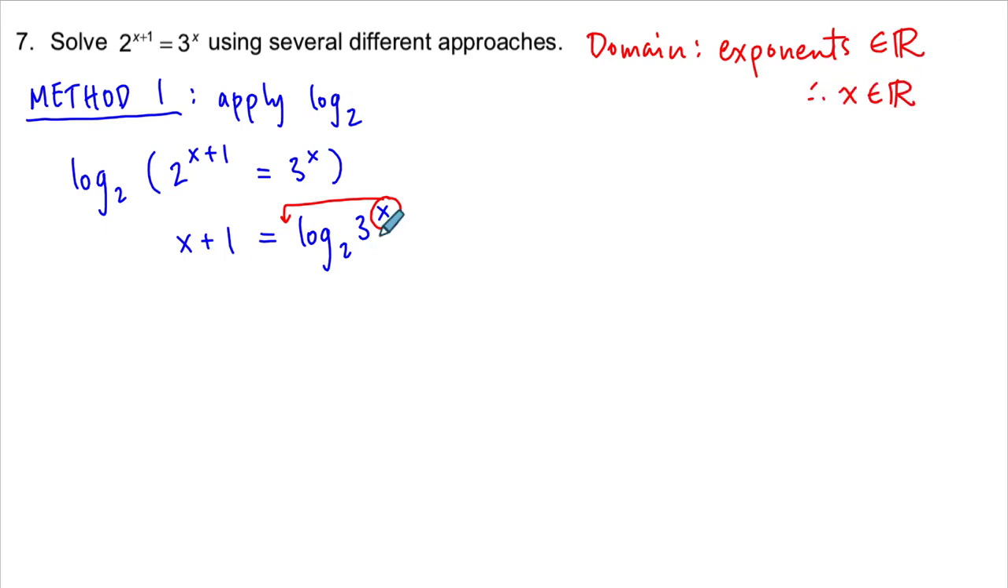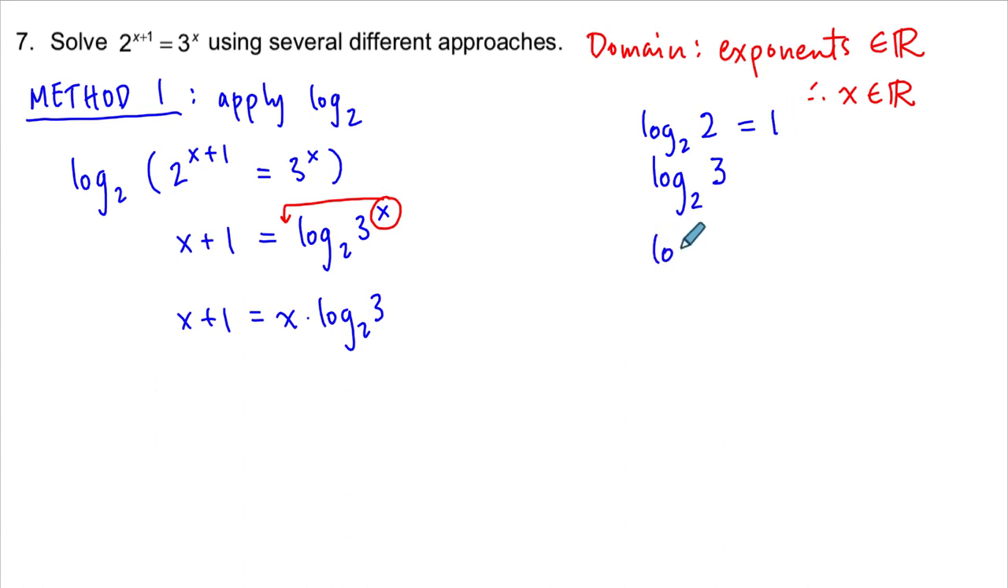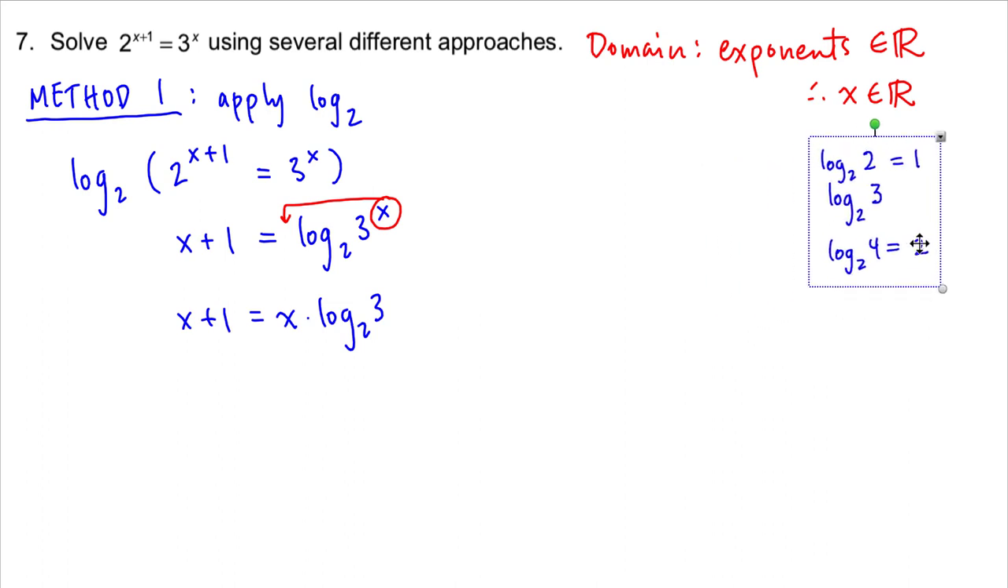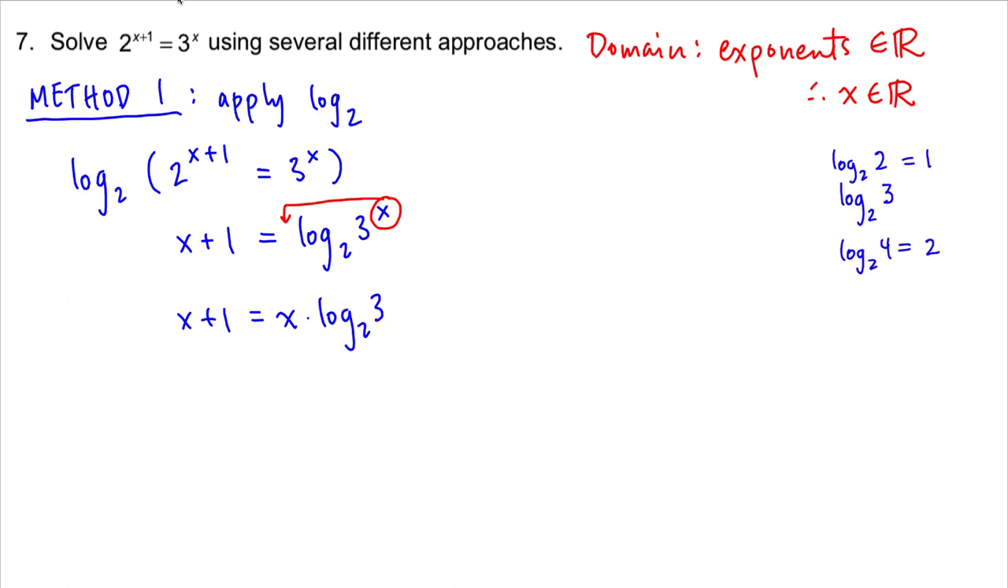And so let's just continue solving, and we end up getting that x plus 1 is equal to x times log base 2 of 3. Now log base 2 of 3 means the exponent that we put on base 2 to get the power 3. We know that the exponent that we put on base 2 to get the power of 2 is equal to 1, and the exponent that we put on base 2 to get the power of 4 is equal to 2, so the log base 2 of 3, the exponent that we put on base 2 to get the power 3, must be an exponent that lies between 1 and 2. Okay, so the right-hand side just says x times 1 point something. So we're really just solving for x.